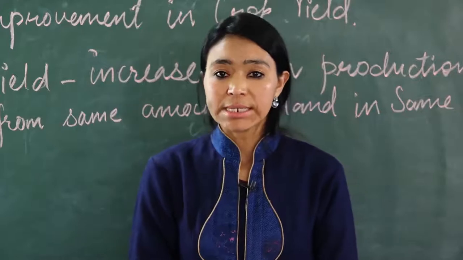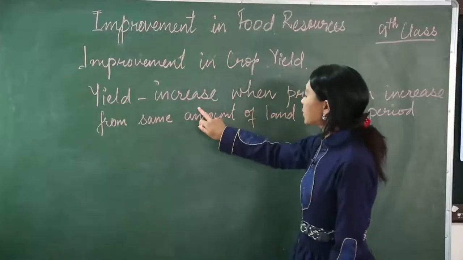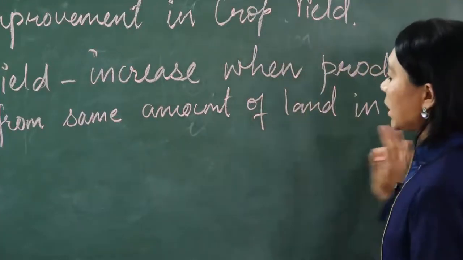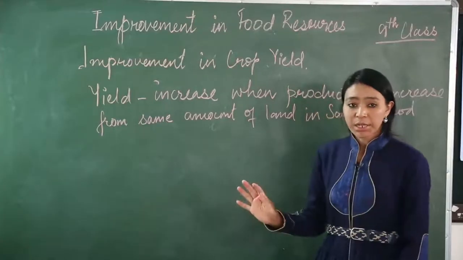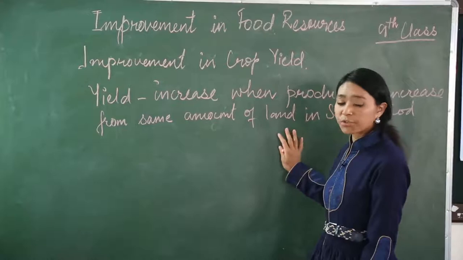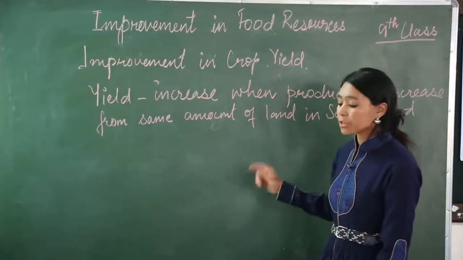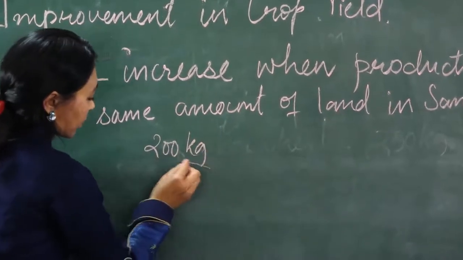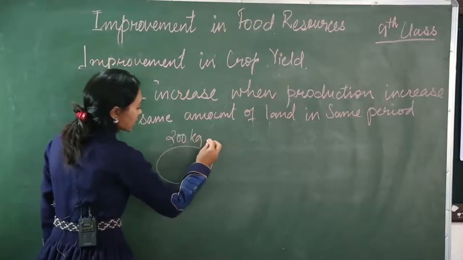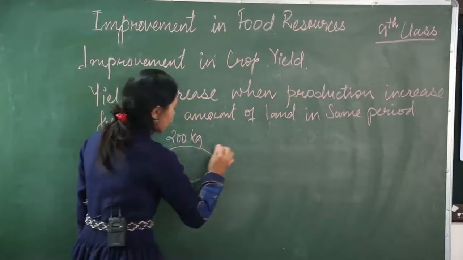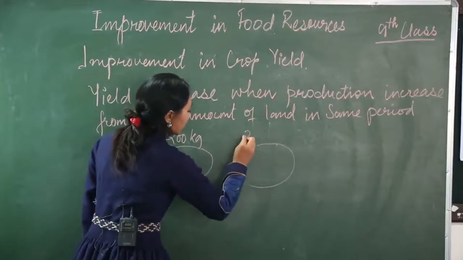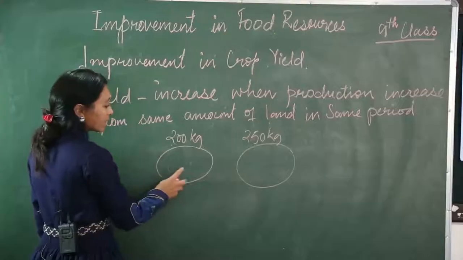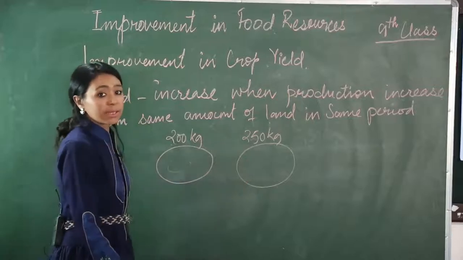Now we will see what yield is. Yield, as you know, increases when the production increases from the same amount of land in the same period. For example, in this land, the production in the first year is 200 kg, but in the second year the production increases to 250 kg, which means the same amount of land can yield more in the second year.